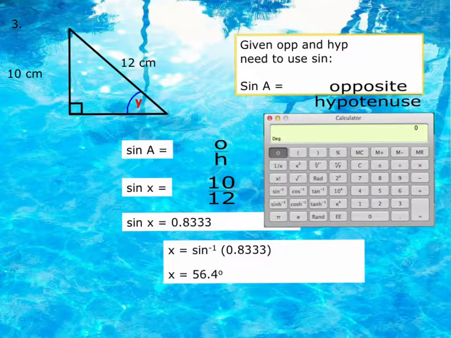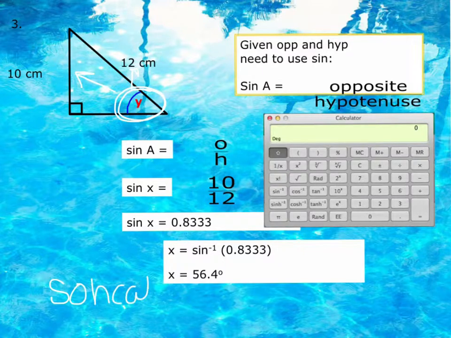Let's look at one more example. This time we're going to involve sine. So if we look at the given angle, which in this case is angle Y, we're going to look for the measurement of angle Y, and we're given the opposite and the hypotenuse. So if I look at SOHCAHTOA, they gave us opposite O and the hypotenuse, which is H. Hopefully you can kind of see that better.